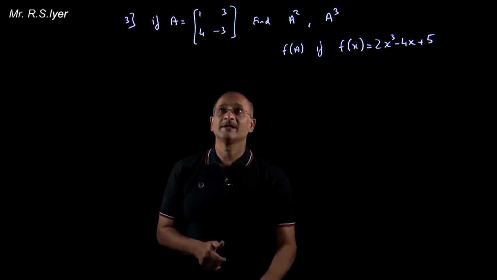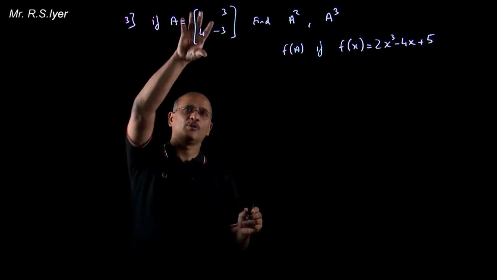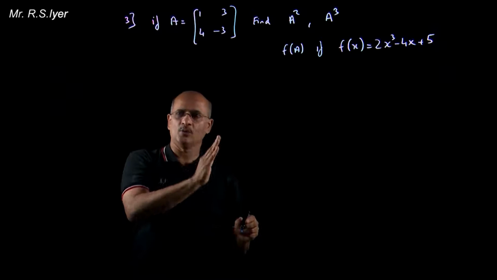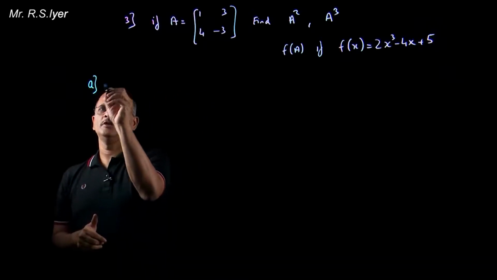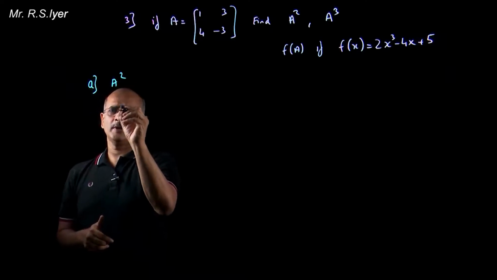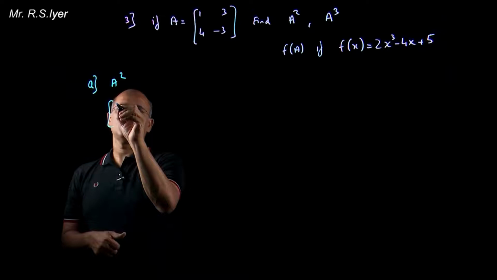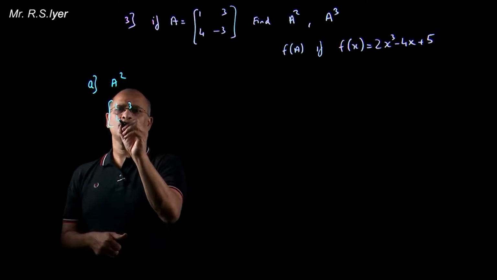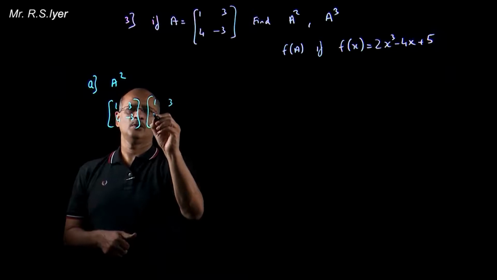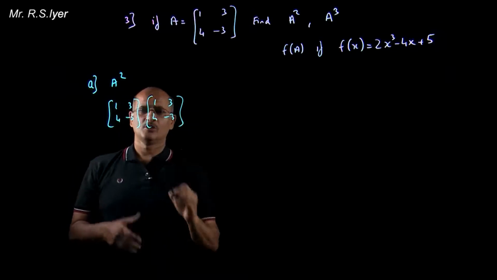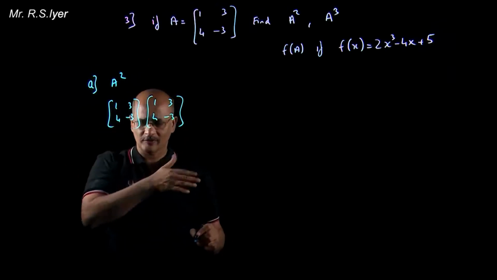First thing, let us get A square. So let us begin. A square, I told you, we don't square the elements. A square is A into A. So let us begin with the first question here. I can put it over here, A square. So A square is nothing but A into A, that is [1 3; 4 minus 3] times [1 3; 4 minus 3]. So you know how to multiply the two matrices, right? First row into all the columns of the second matrix.